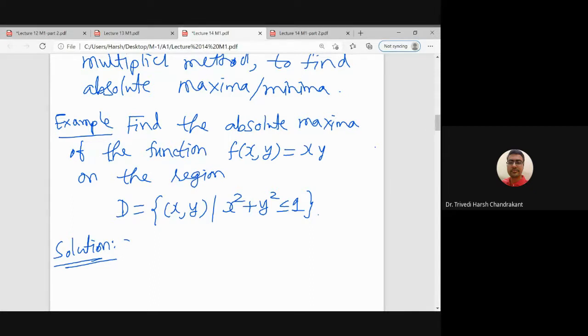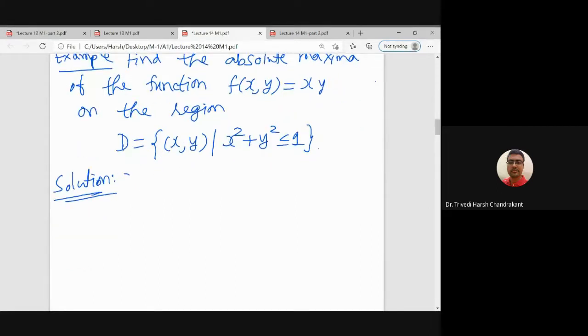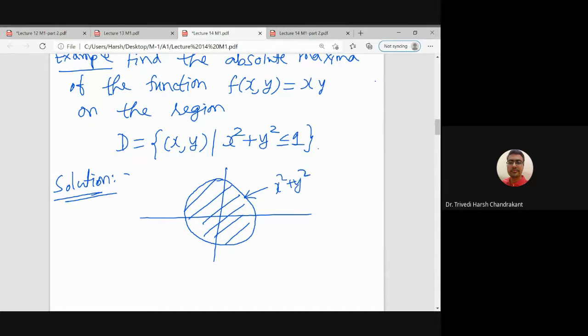Right. So what is, first of all, the boundary of this region? This region is basically all the points in the xy plane such that x square plus y square is less than or equal to 1. So this is essentially this set: x square plus y square equals 1 is a unit circle, and all the points inside this circle, that is x square plus y square less than 1. So this is our region with the boundary.